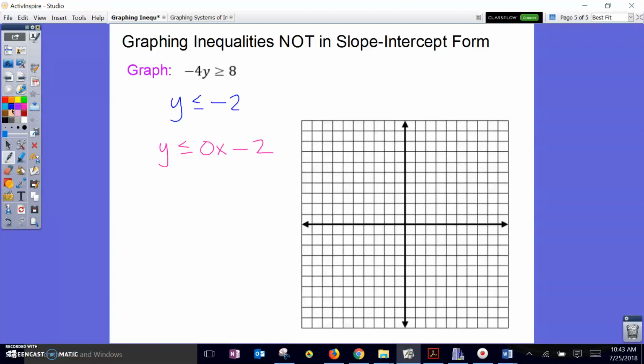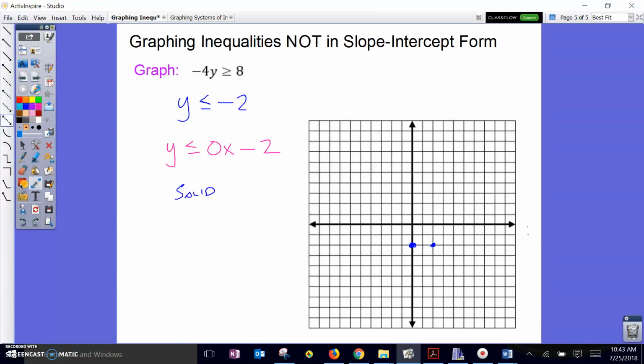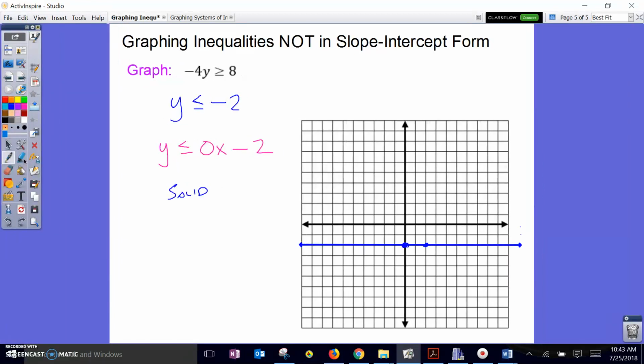And so when I go to graph this, I again go through my steps. This is a solid boundary line. I plot the y-intercept at negative 2. And I'm going to draw a line with a slope of 0. So that means it goes up 0 whenever it goes over to the right. And so this is going to lead to a horizontal line, since it has a slope of 0. There's my boundary line. And we want y to be less than or equal to that, so that's going to be shading below. And there's the graph of negative 4y is greater than or equal to 8.